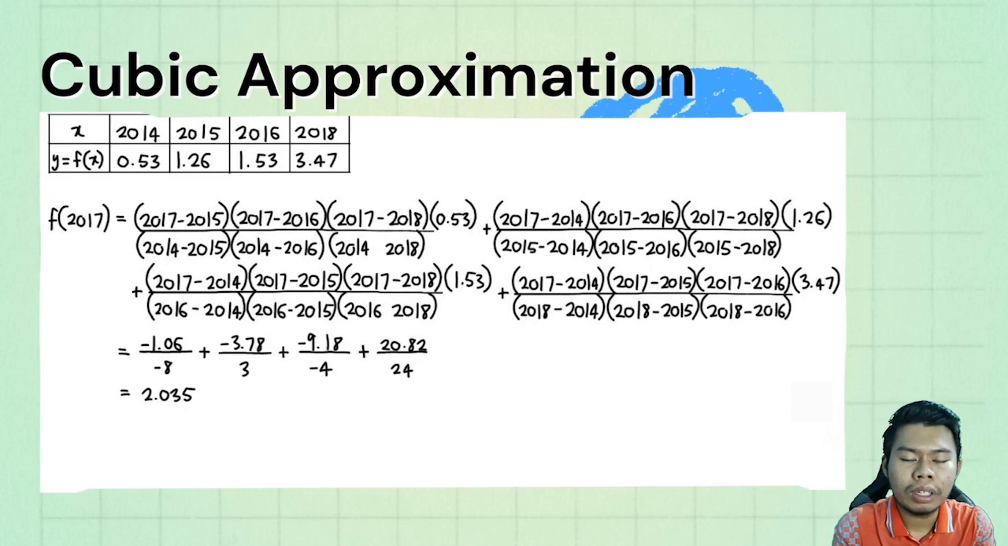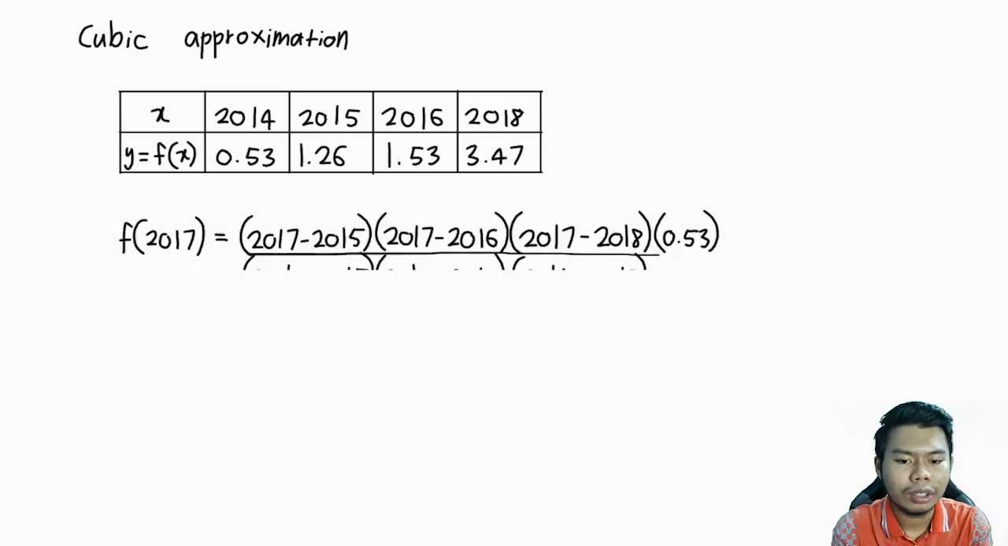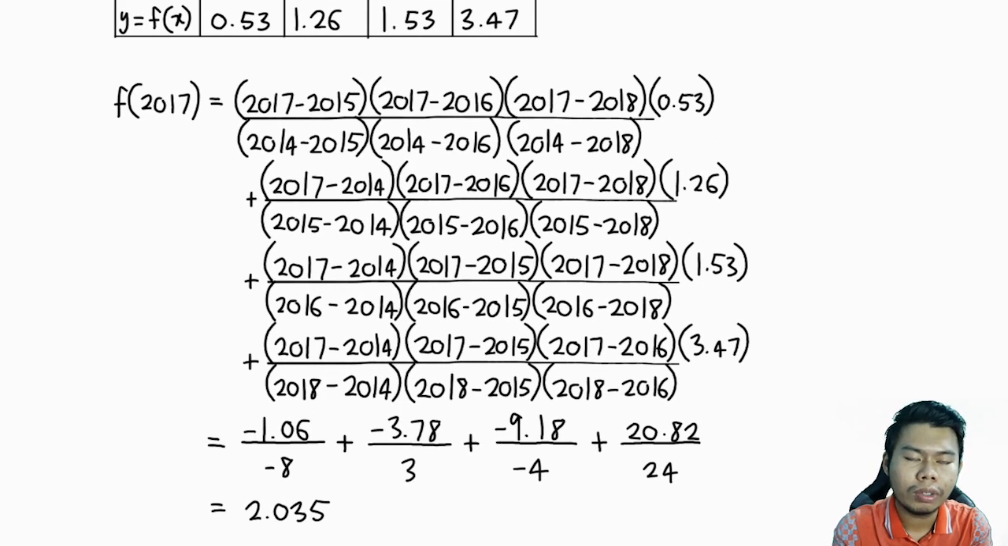Last is cubic approximation. In this formula, we just add 2014 to the table, and the formula is similar to the quadratic approximation, but we add for 2014. So we just enter the values into the formula and we get 2.035. So we know the answer from cubic approximation is farther from the quadratic approximation.